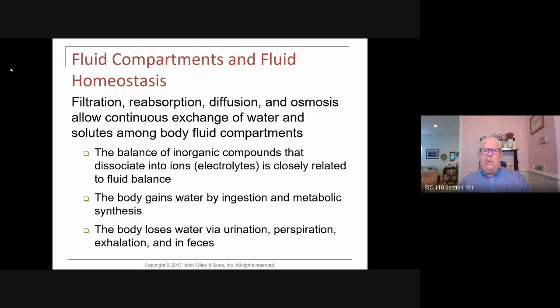Your body loses water by 4 mechanisms, 4 systems of waste. You urinate, you perspire, you exhale, and you defecate. The 4 systems that get rid of waste: the urinary system, the skin, your lungs, and your GI tract. I'm going to stop here and I'm going to ask some questions.